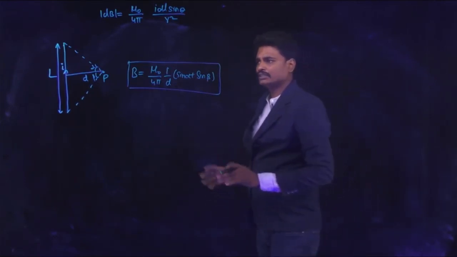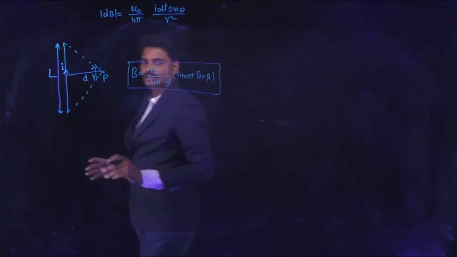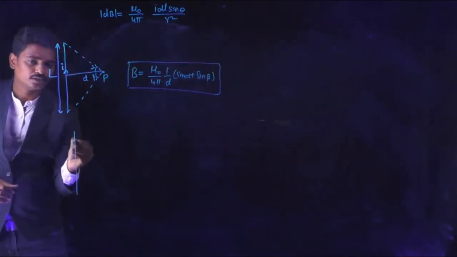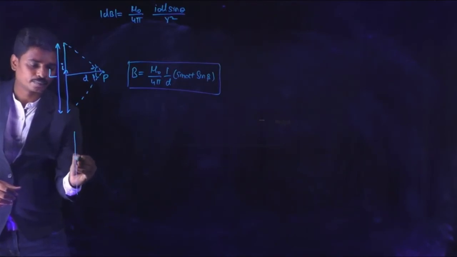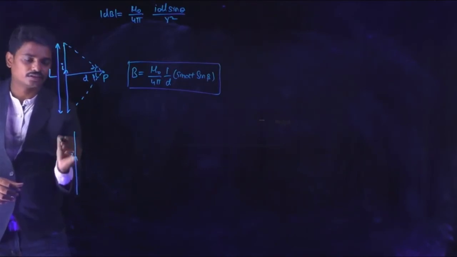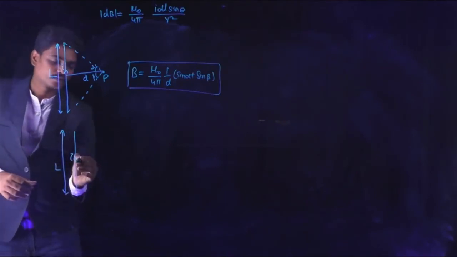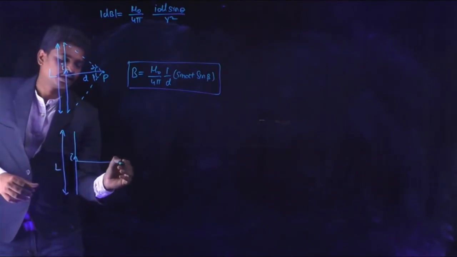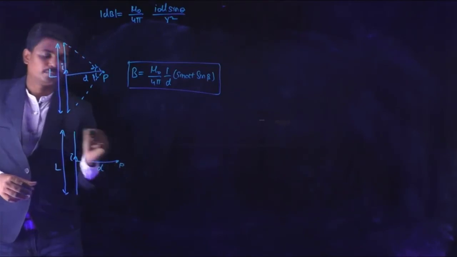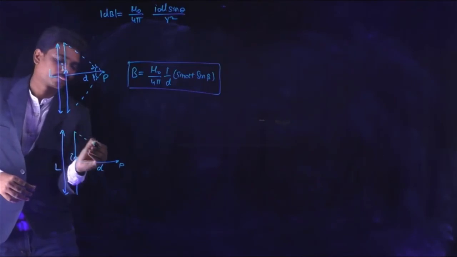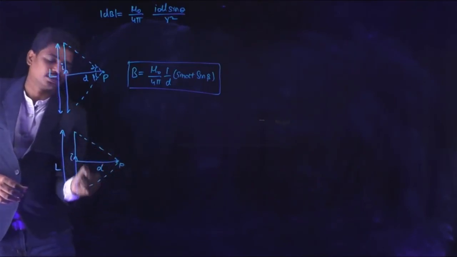If the angles in the question are given like this, let the conductor carry a current I, and let the length of the conductor be BL. We need to calculate the field at a point P, which is at a perpendicular distance D from the conductor. The projections are like this.